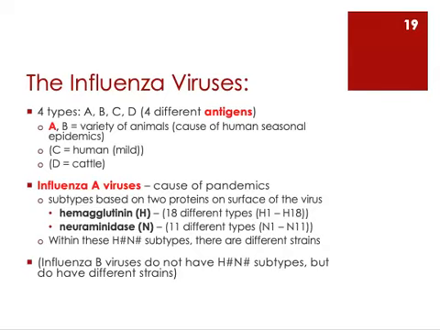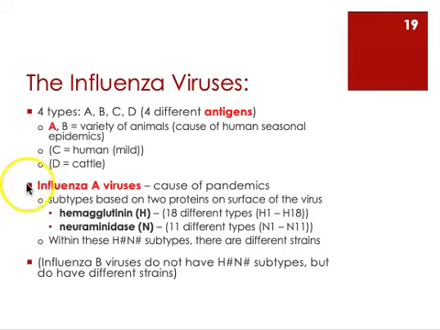Now, the A and B types of influenza are the types that infect a whole variety of animals. The A type of influenza is the type that causes human influenza. It's the cause of the seasonal flu, the seasonal epidemics of influenza that occur here and around the world. The C type of influenza can also cause human disease, but it's very mild. And finally, the D type of influenza only infects cattle, so it would not affect human hosts.